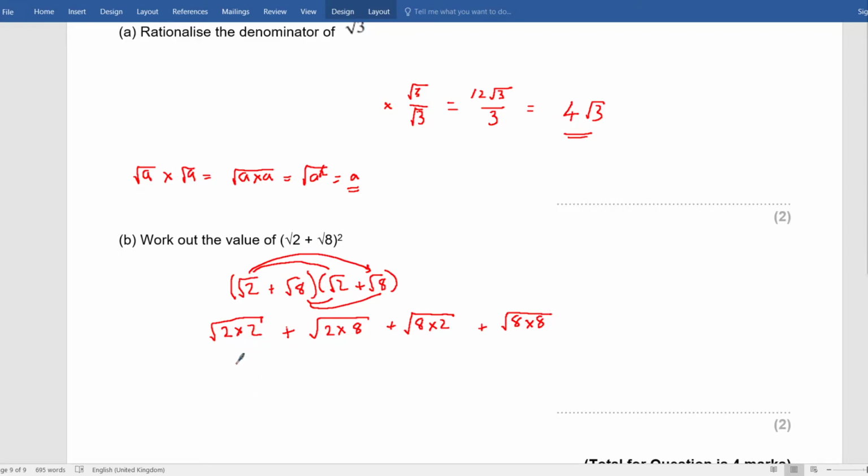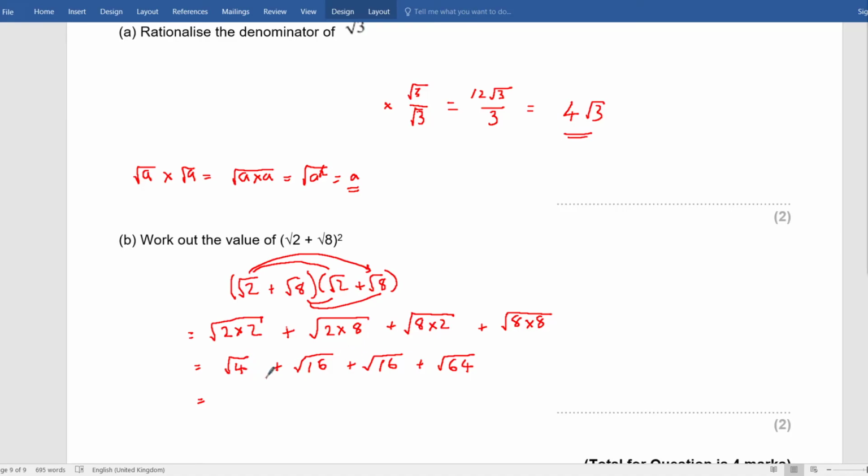So there we go, we've got square root of 4 there. We've got 2 times 8 is 16, I'm getting the square root of that. 8 times 2 is also 16, square root of that. And 8 times 8 is 64, I'm getting the square root of that. Sorry guys, a bit more working out, but now you can see clearly what's happening here and where I'm getting these numbers from. And now you should be able to do this in your head.